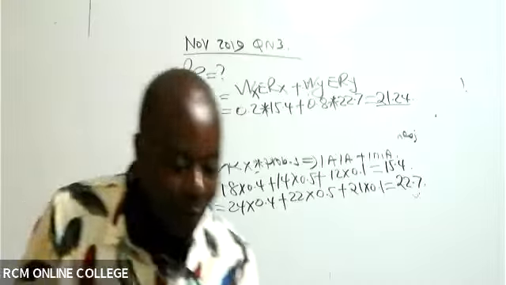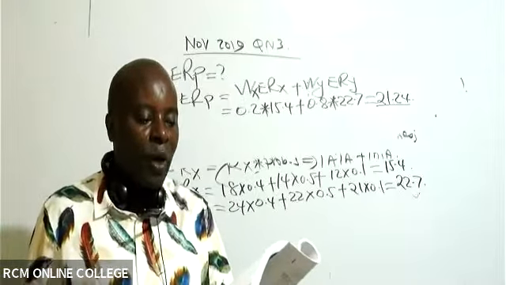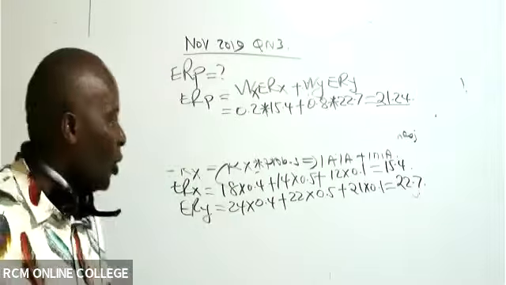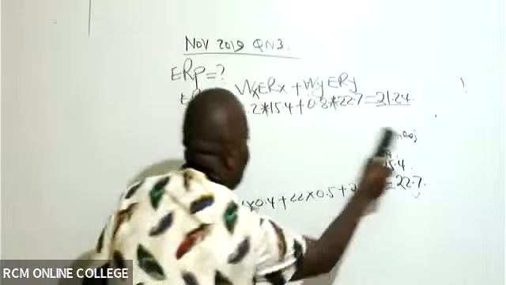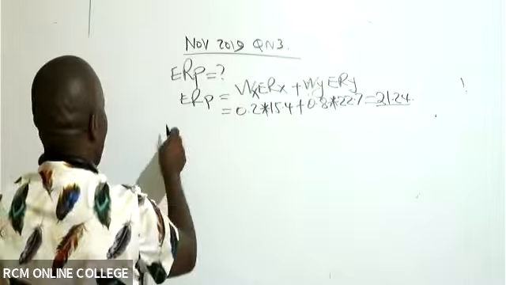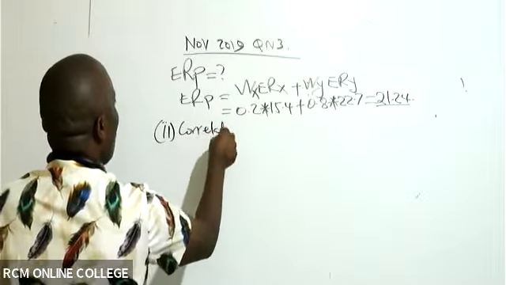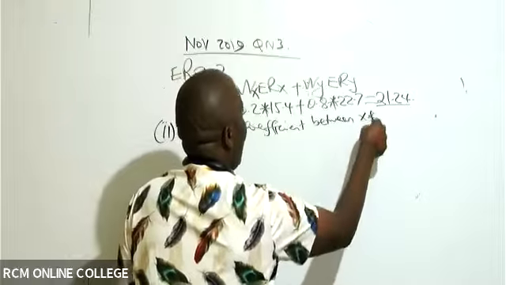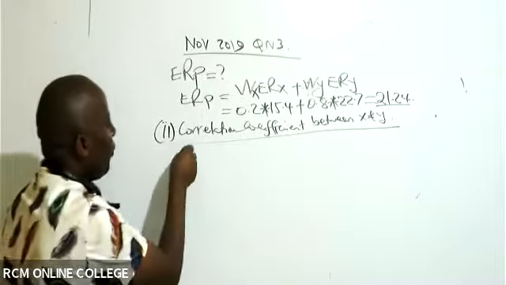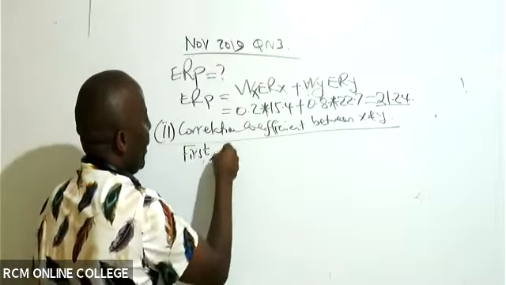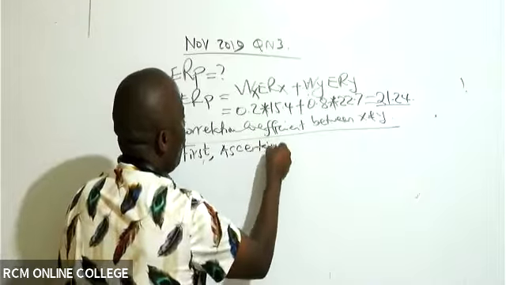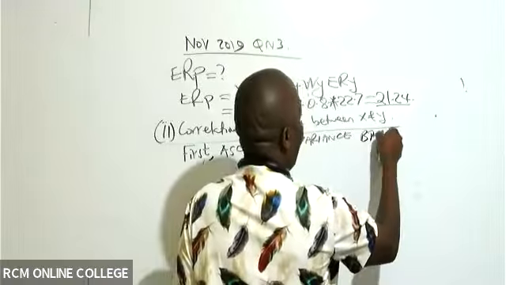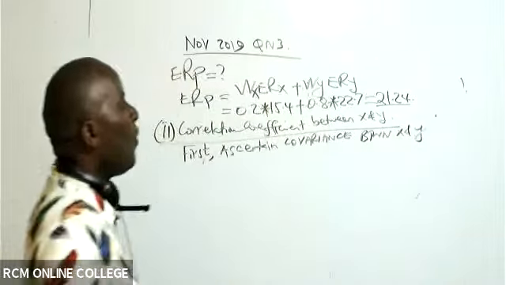With your permission, I'll go to Roman 2 of this question, where they want me to give them the correlation coefficient between securities X and Y. So here again, first, ascertain the covariance between X and Y.